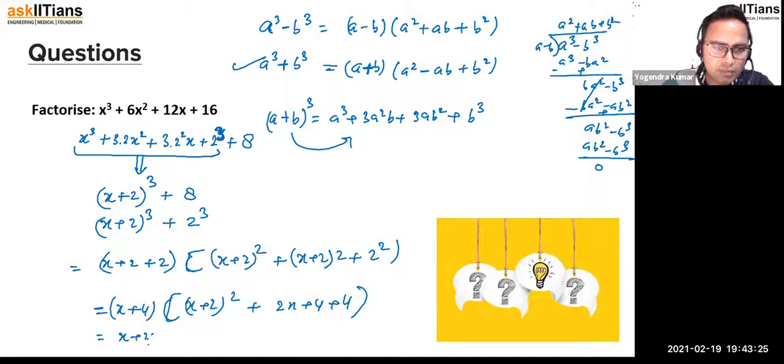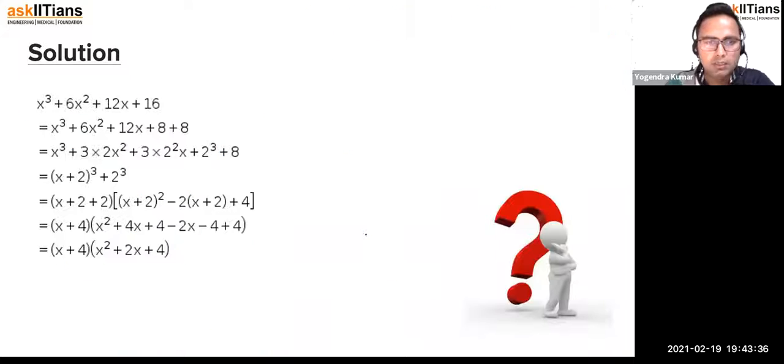So what we have? x plus 2, you can open this whole square, which is what? x square plus 4x and plus, so we'll get 6x plus 4. How much? 12. We got this, right? I hope you have understood this. Tell me.